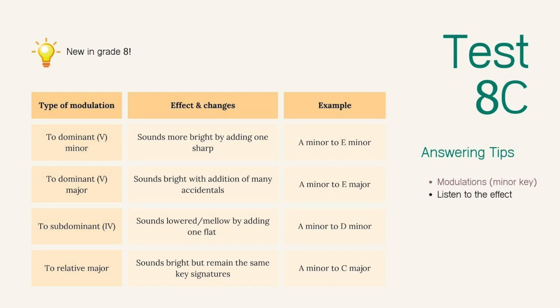For modulations in minor key, this is new in grade 8. To dominant minor, it sounds more bright by adding one sharp. For example, A minor to E minor. To the dominant major, it also sounds more bright by the addition of many accidentals. For example, A minor to E major. If it's to subdominant, it sounds lowered or more mellow by adding a flat, like A minor to D minor. And to the relative major, it sounds bright but remain the same key signature, such as A minor to C major.